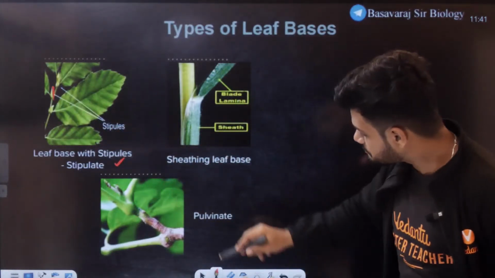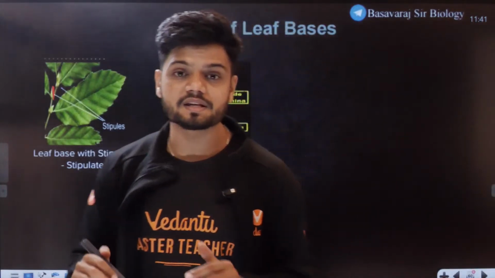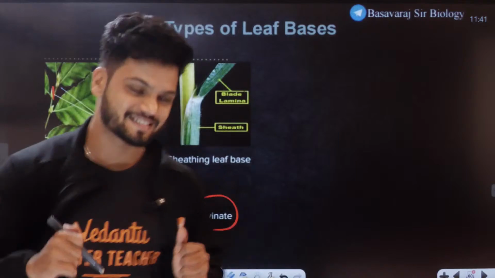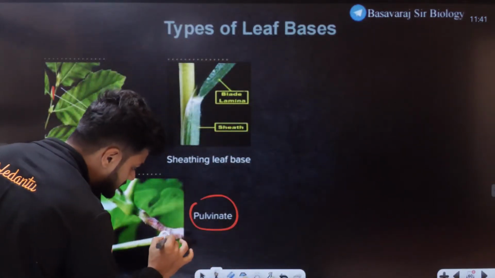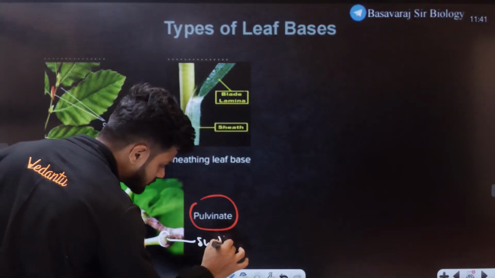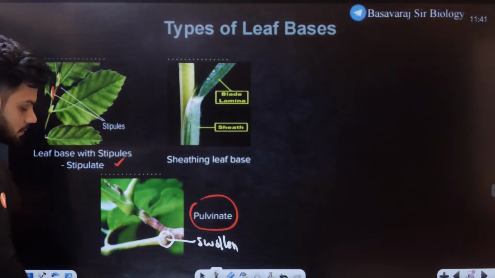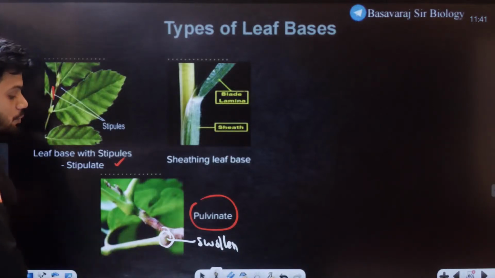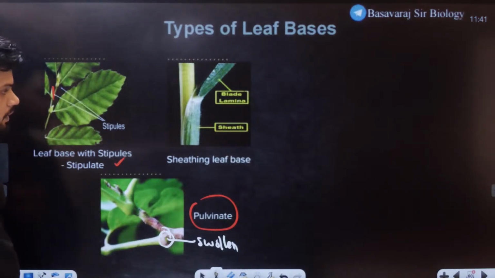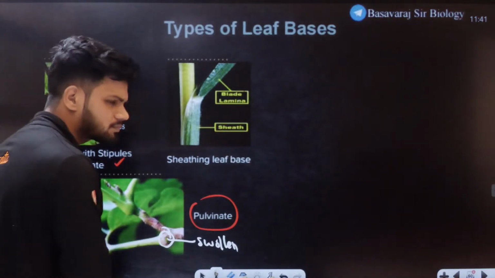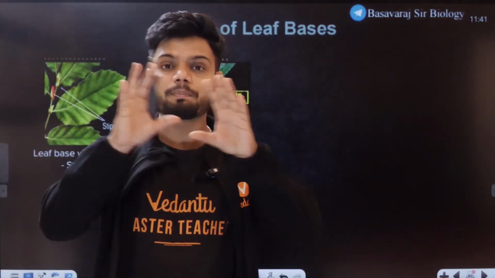We can have a pulvinate leaf base. The meaning of pulvinate leaf base is a swollen leaf base. It is completely swollen. Can you see here? It is mainly observed in the leguminous plants. Now apart from that, students, sometimes the leaf base can become paper like.